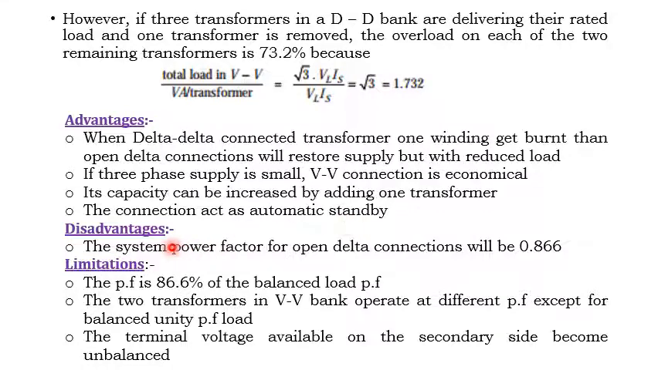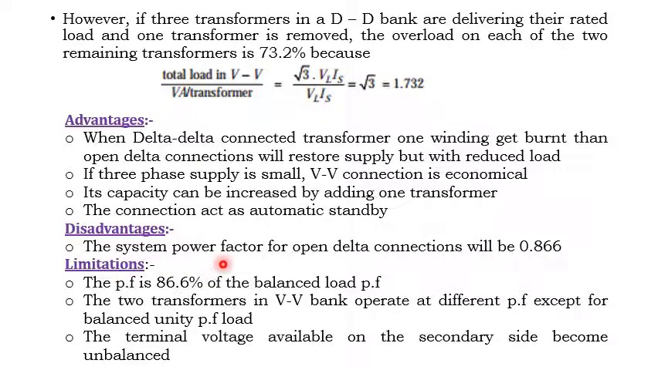And what about the disadvantages? The system power factor for open delta connection will be 0.866. That means you can observe a reduced power factor here. If your power factor is near unity and any one transformer is removed, its capacity will be decreased. If the entire system capacity is decreased, obviously its power factor will be decreased. That means this can operate at a reduced power factor, and that value will be 0.866.